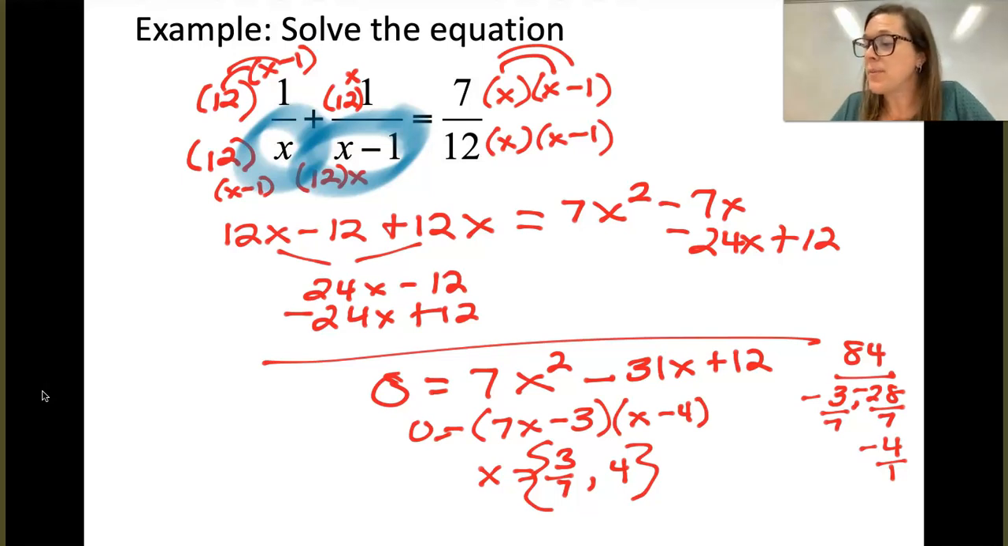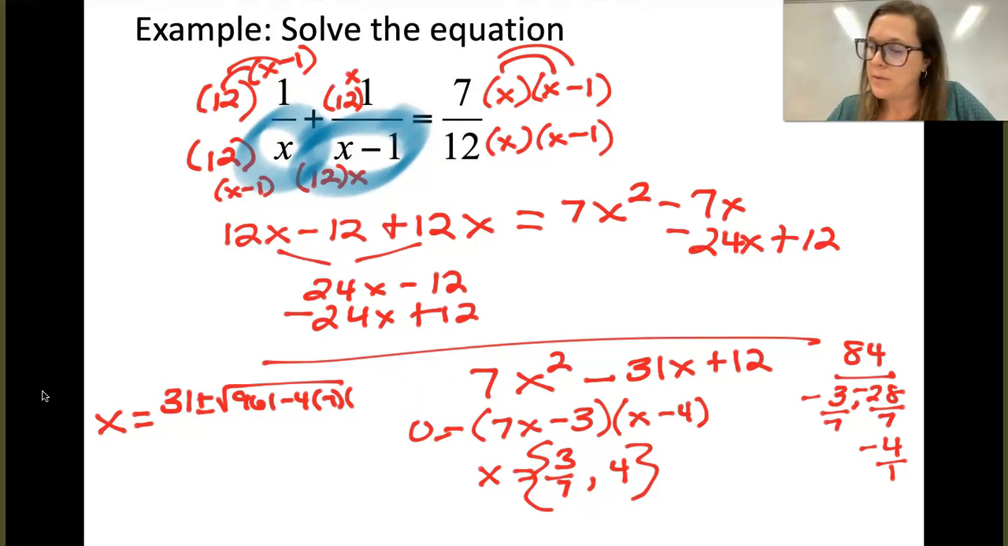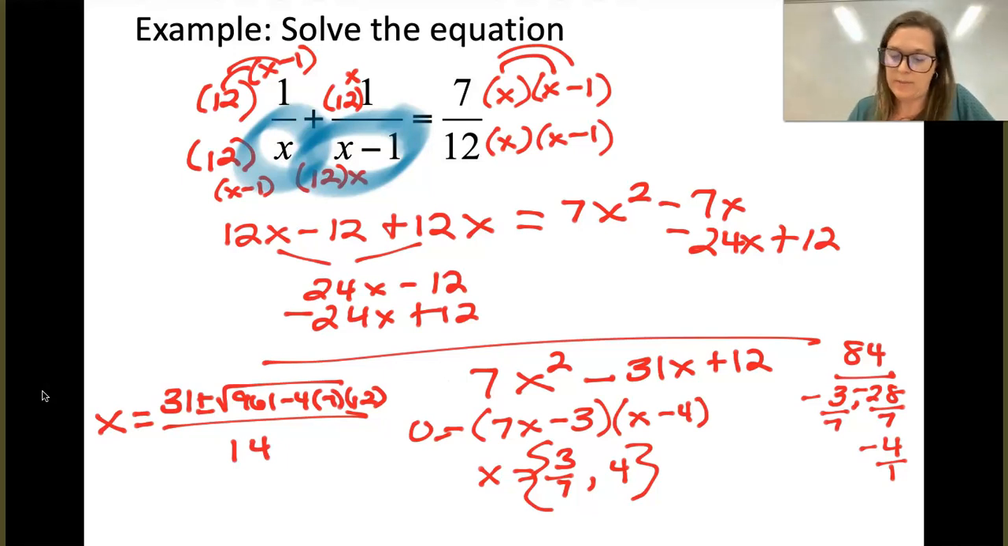If you did solve that same equation using the quadratic formula, you can just watch. You would do 31 plus or minus the square root of 31 squared, which is 961, minus 4 times 7 times my c, which my c was what, 12, all over 2 times my a, so 14. So 961 minus 4 times 7 times 12 is 625.